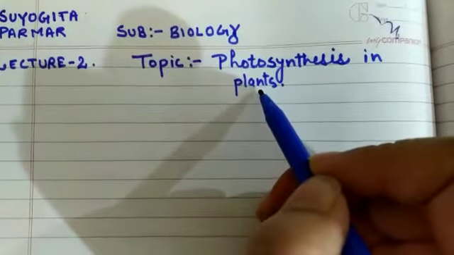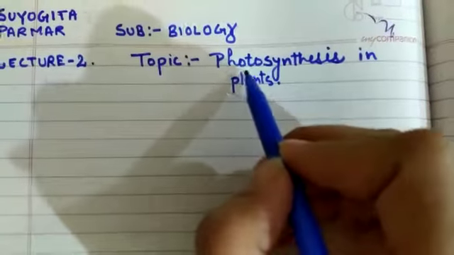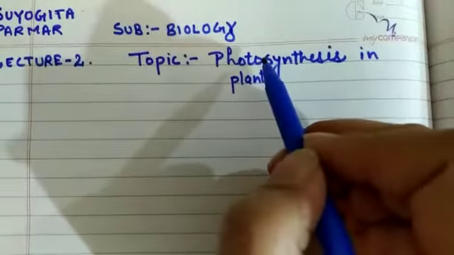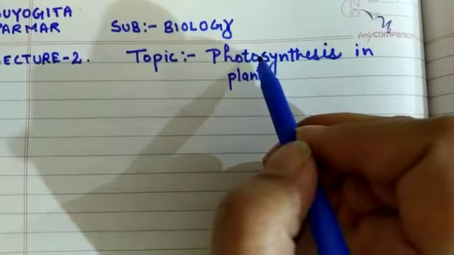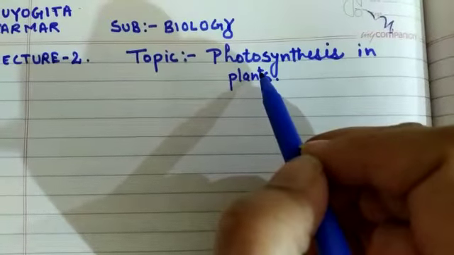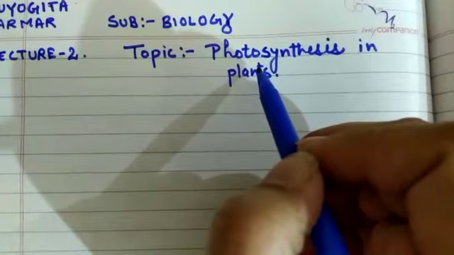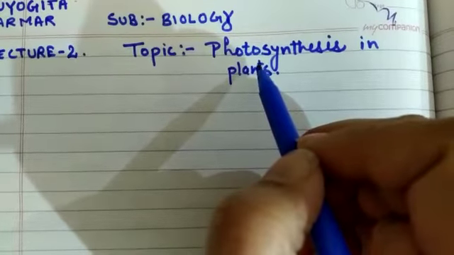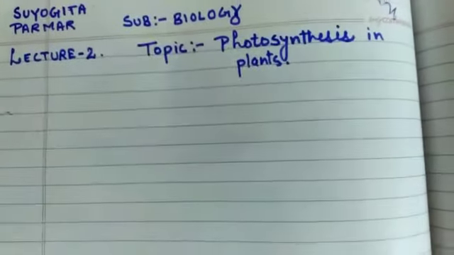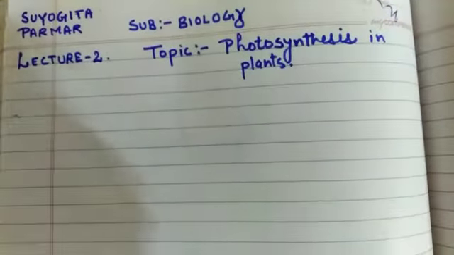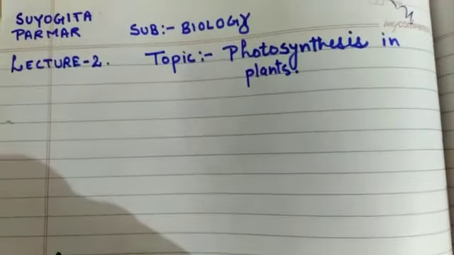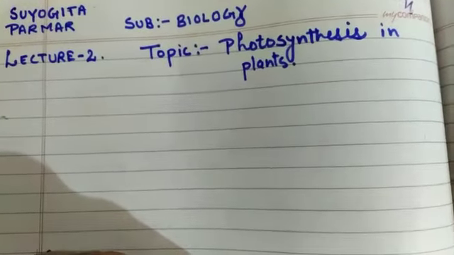As in the previous lecture, we discussed the definition of photosynthesis, that is, the green plants make their own food in the presence of sunlight. But how and where exactly? Through a diagrammatic presentation, I will tell you where the photosynthesis site actually is in plants.